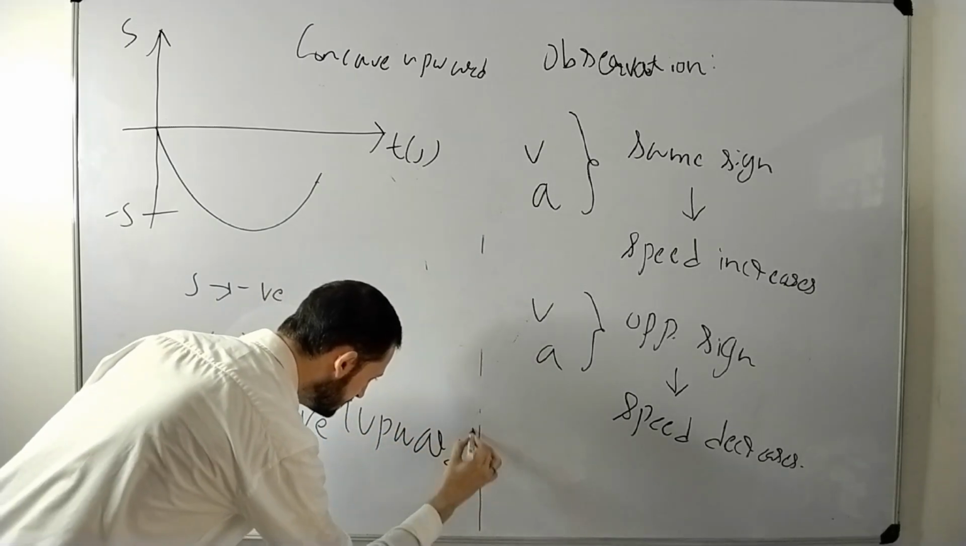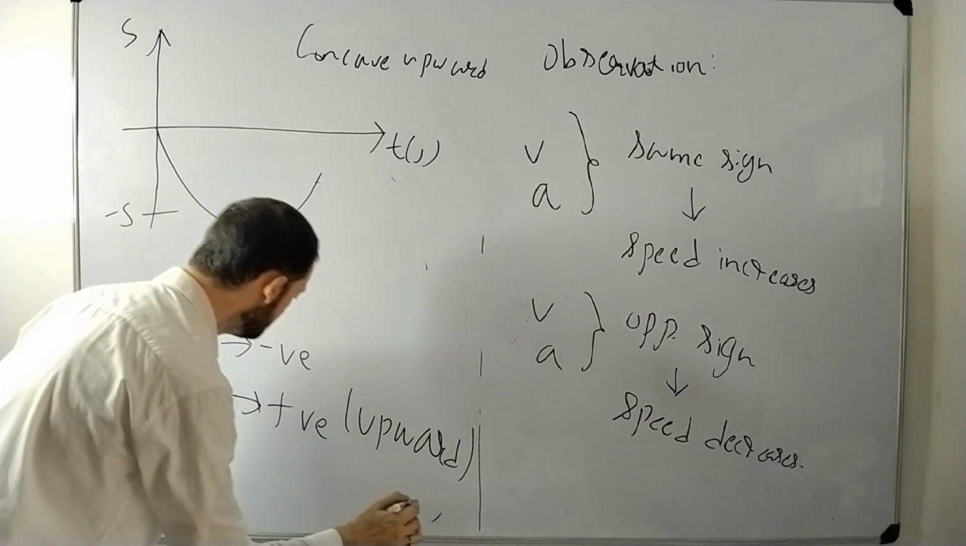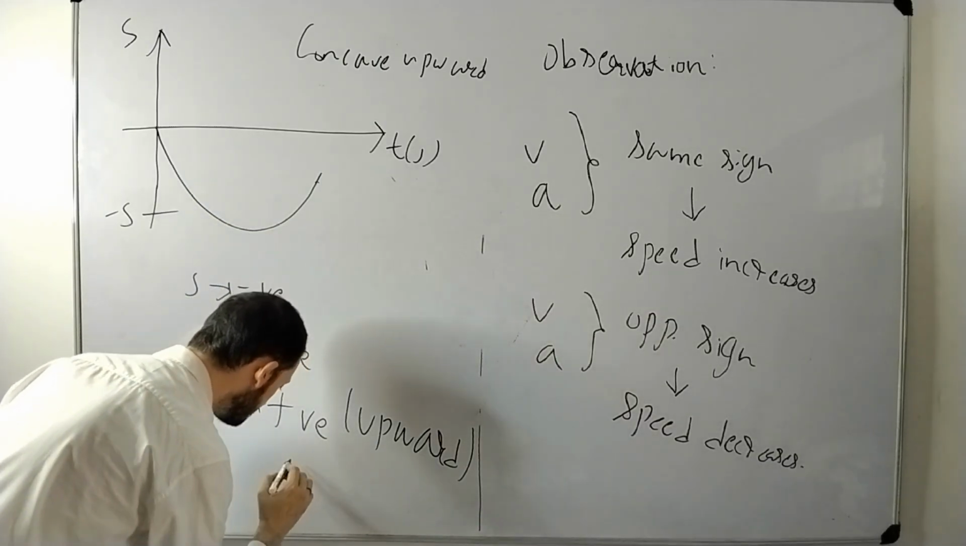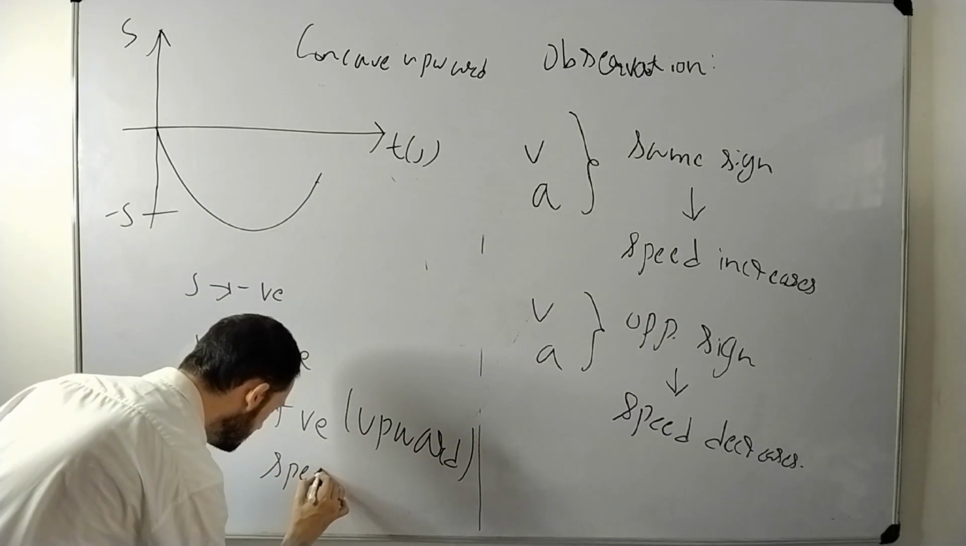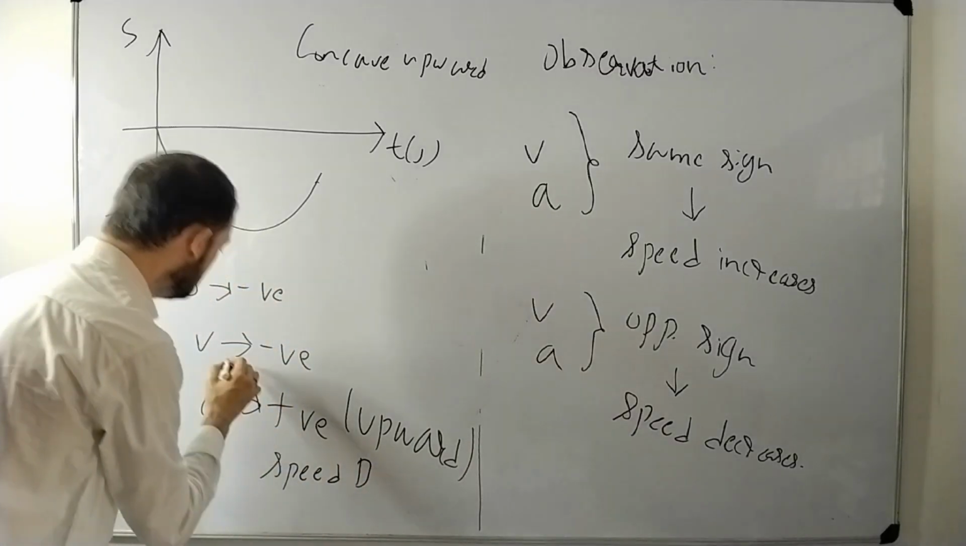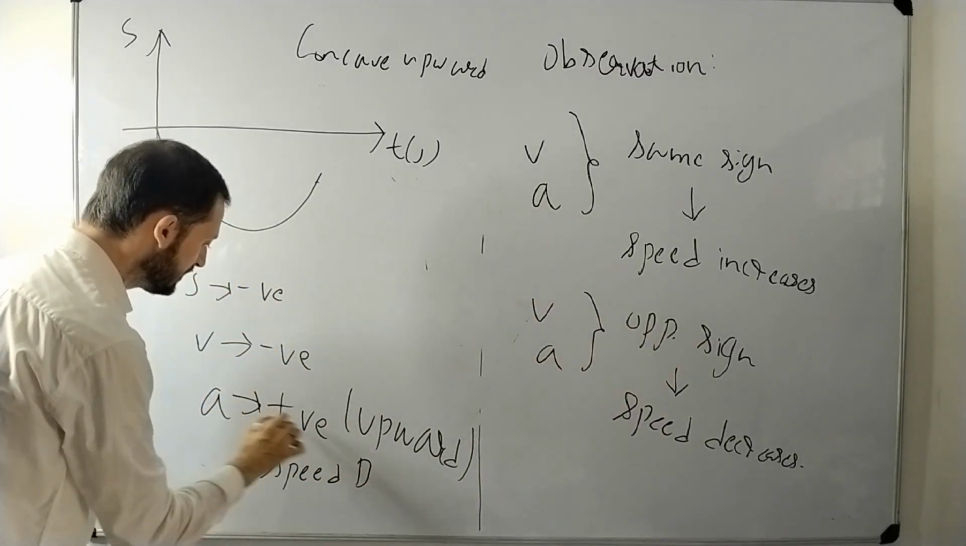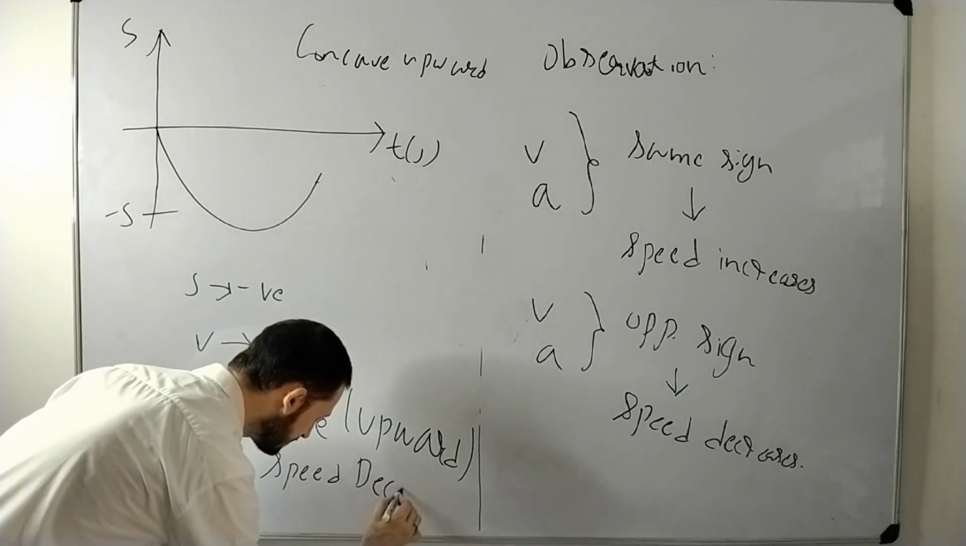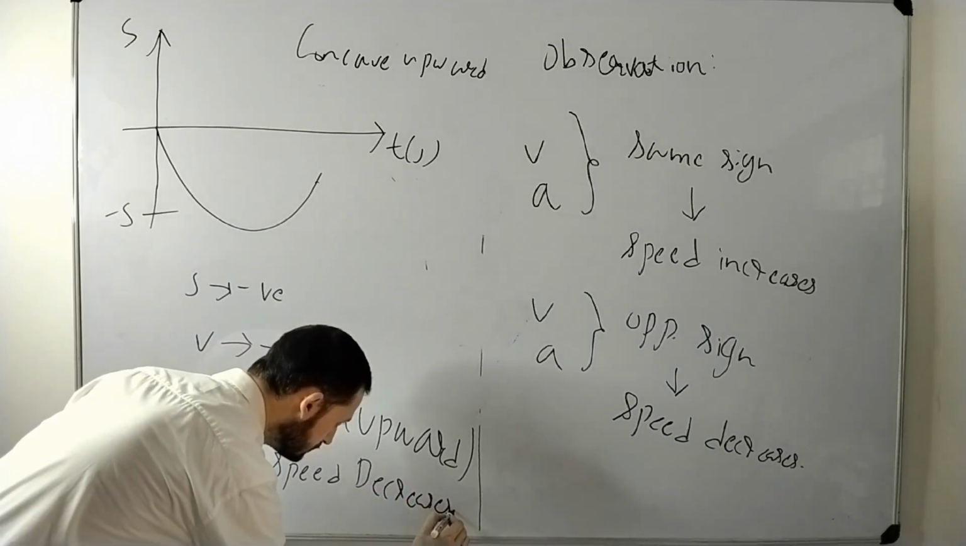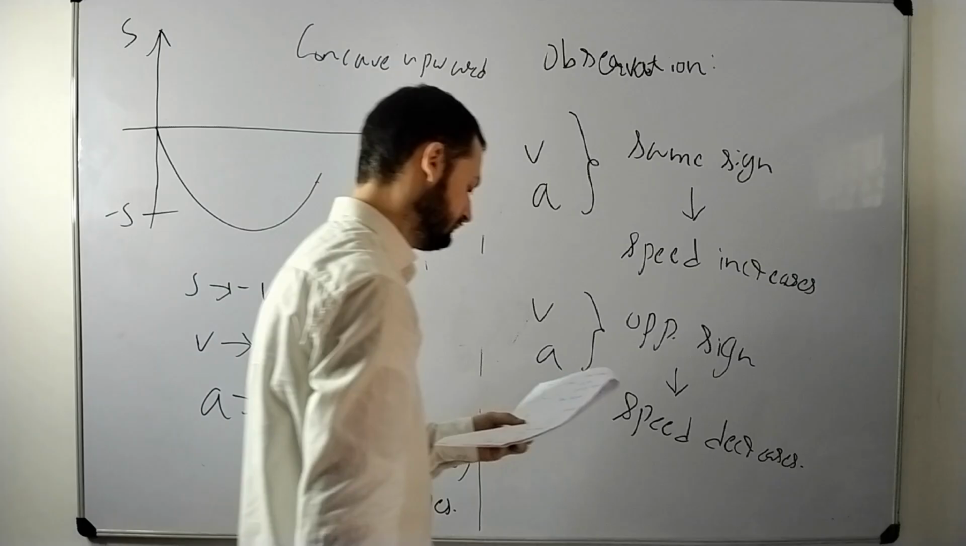So speed, what will happen? Speed would decrease for this. Why, sir? Why would speed decrease? See, here velocity is negative, acceleration is positive. Speed decreases for this body. Wow sir, amazing.